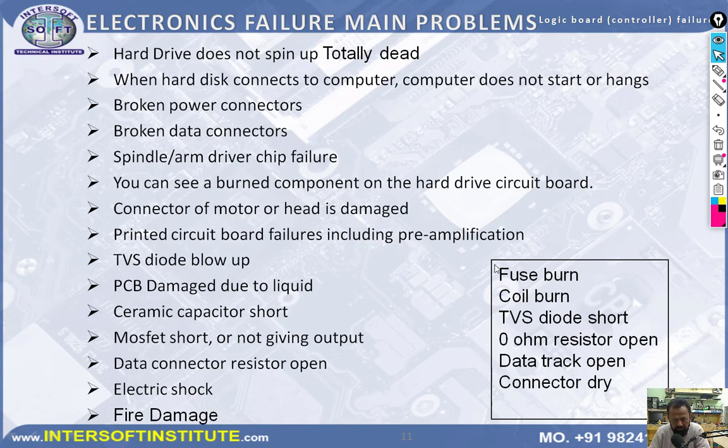If we open the PCB, there is a burnt fuse, burnt coil, burnt TVS diode, zero ohm resistor open, data track open, and all those problems. We can see the firmware. If we cannot repair the firmware, then we have to buy the donor PCB.